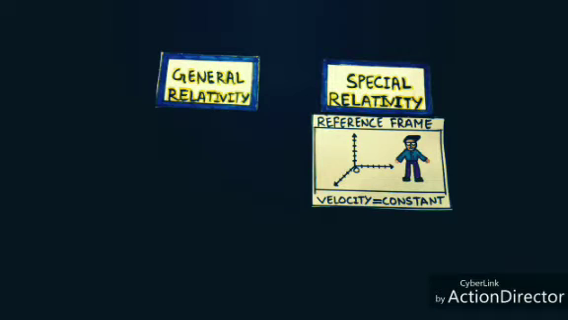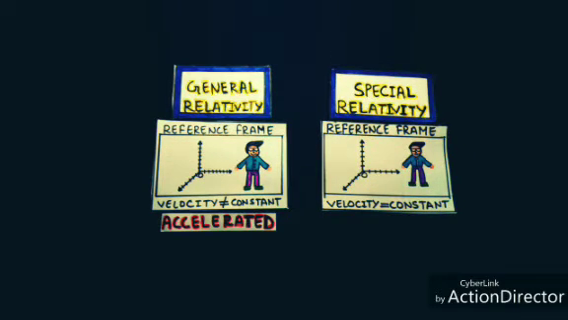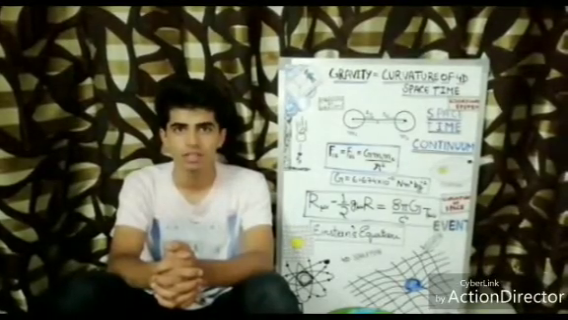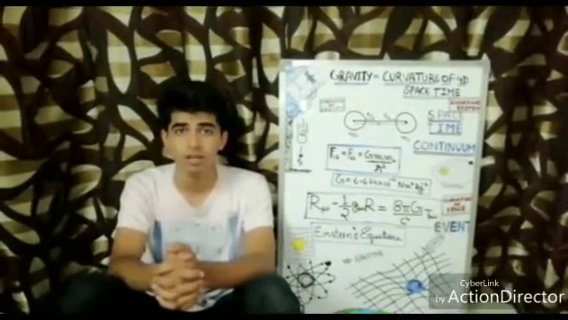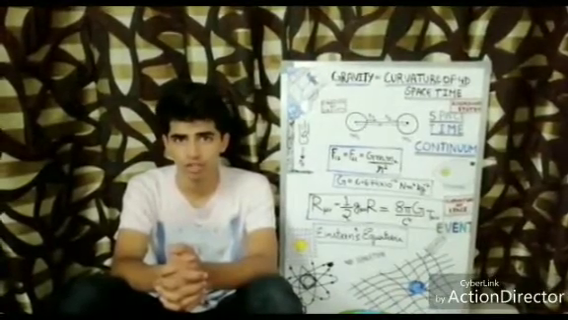Well, in special relativity, all the measurements are done in reference frames which are moving with constant velocity, while general relativity incorporates accelerating reference frames. Now a reference frame is a frame which you consider to be at rest and do all your calculations with respect to that frame. General relativity is also a new theory of gravitation.